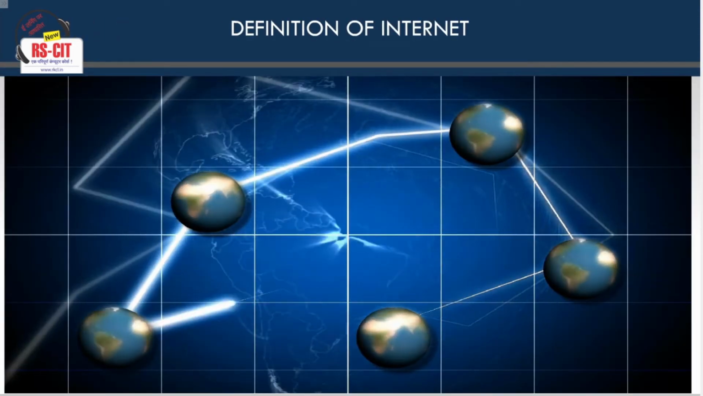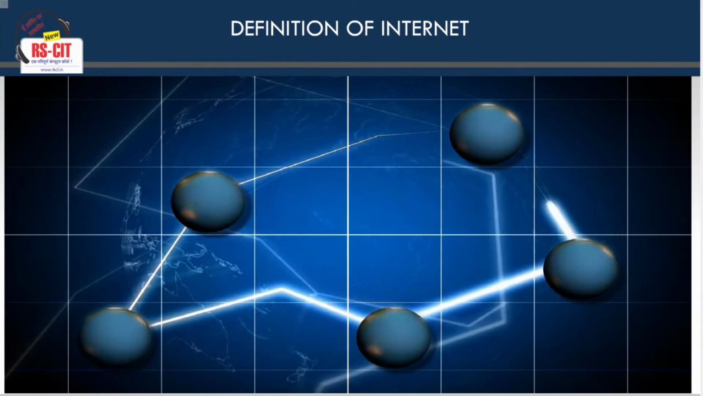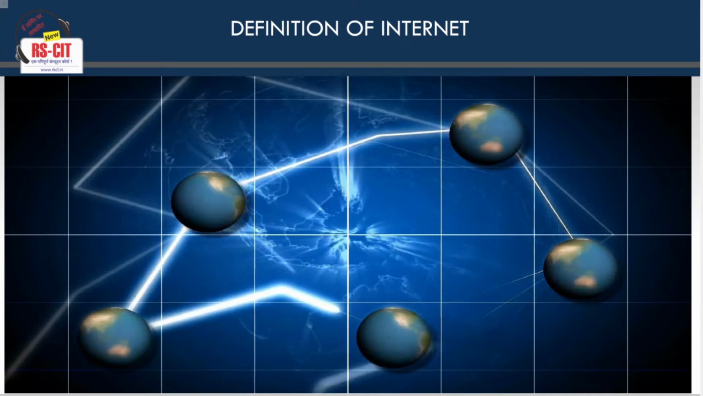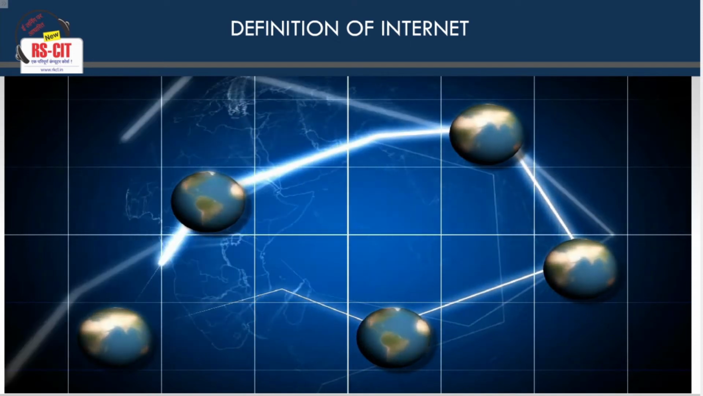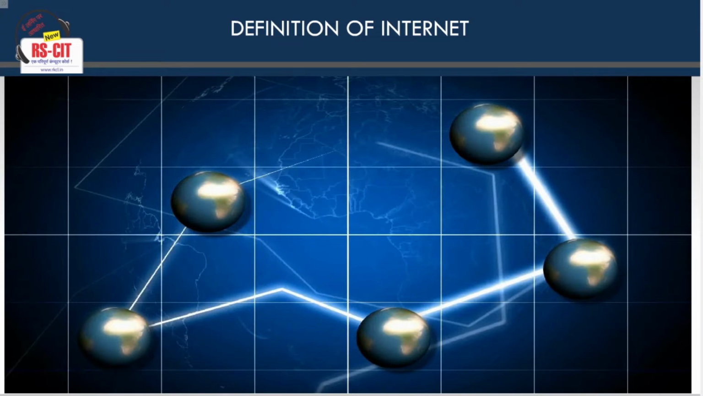Definition of Internet. Internet is a global computer network providing a variety of information and communication facilities, consisting of interconnected networks using standardized communication protocols. The connected computers belong to various agencies, such as government, universities, companies, individuals, etc.